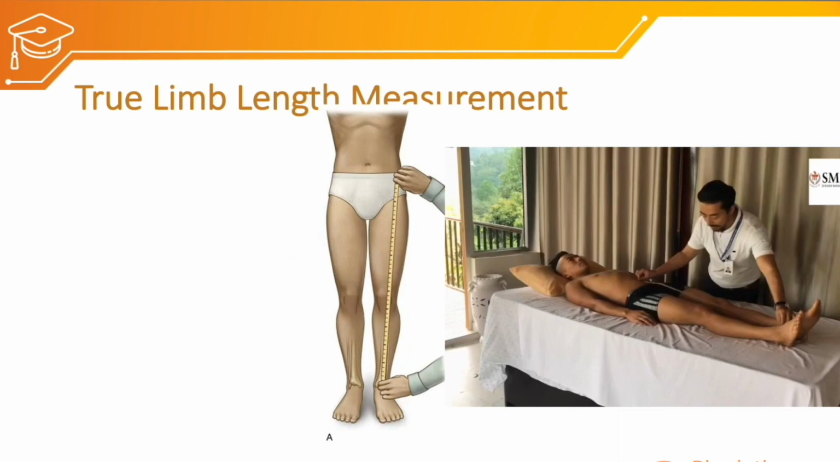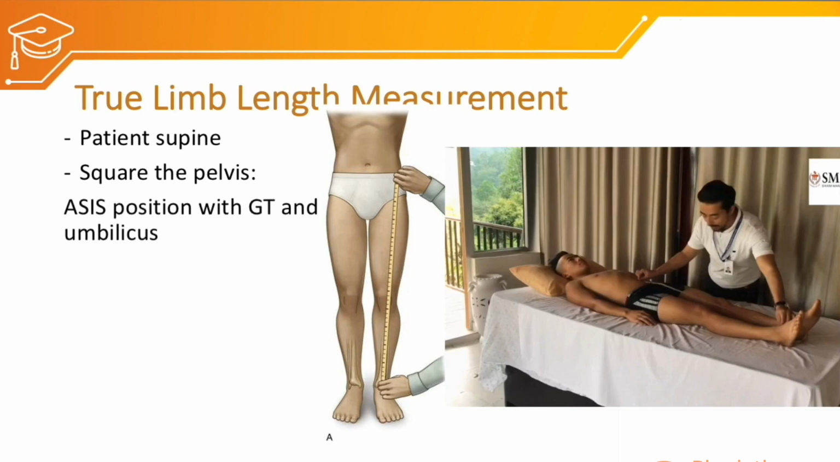Next one is the true limb length measurement. For this, the patient has to be in supine lying position and squaring of the pelvis has to be done. So what is squaring of pelvis? The squaring of pelvis means the ASIS, that is anterior superior iliac spine, of the left and the right pelvis has to be aligned properly. So to check if ASIS is aligned properly, we have to measure the distance of ASIS from the greater trochanter of the femur and ASIS from the umbilicus.